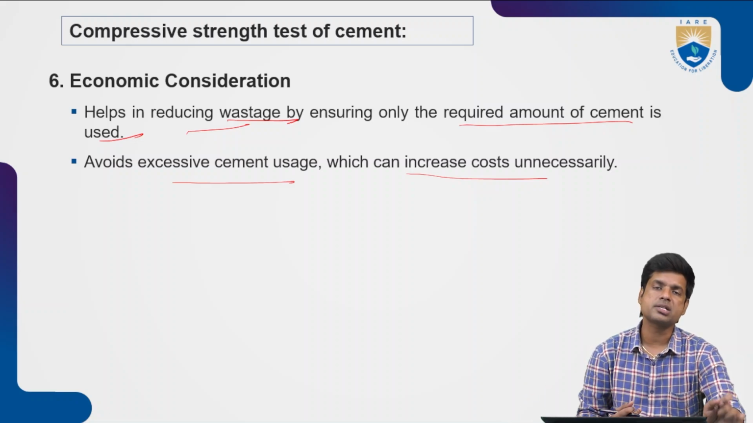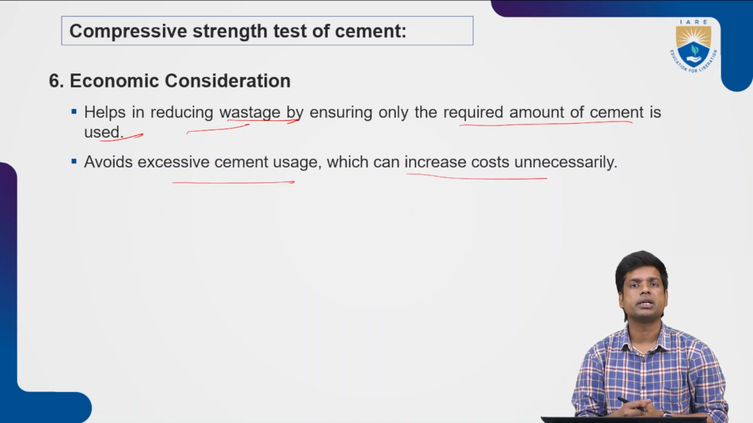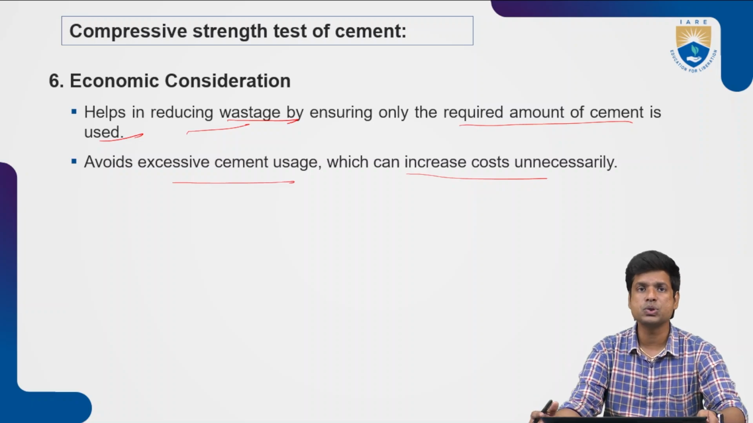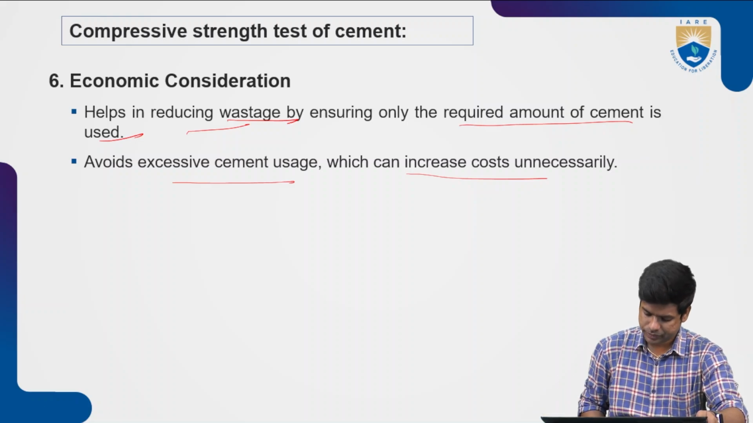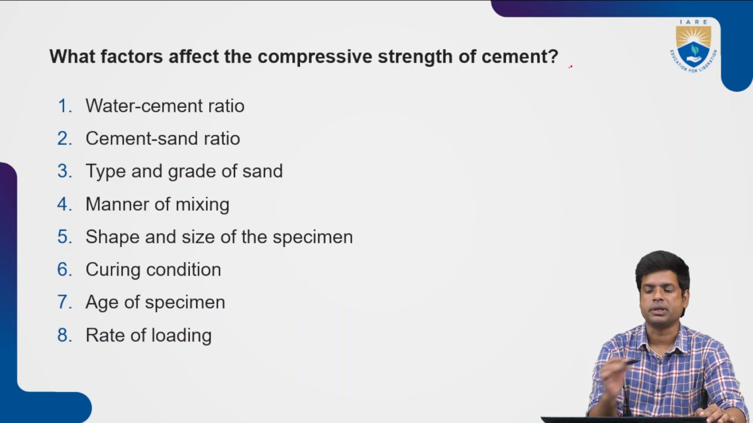Okay, so these are some of the factors which are influencing the compressive strength of cement. These are the factors which are useful while testing the compressive strength of cement. This is what the significance is. Next one, factors. So what factors affect the compressive strength of cement?